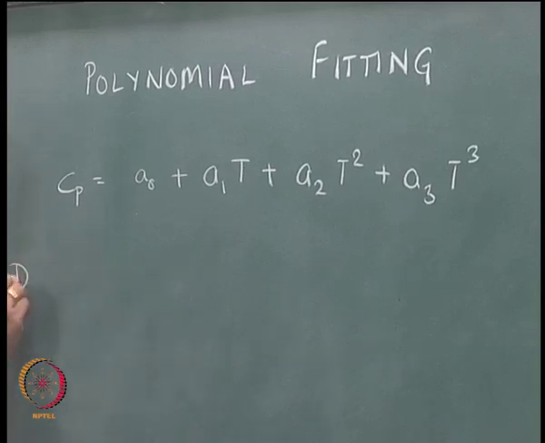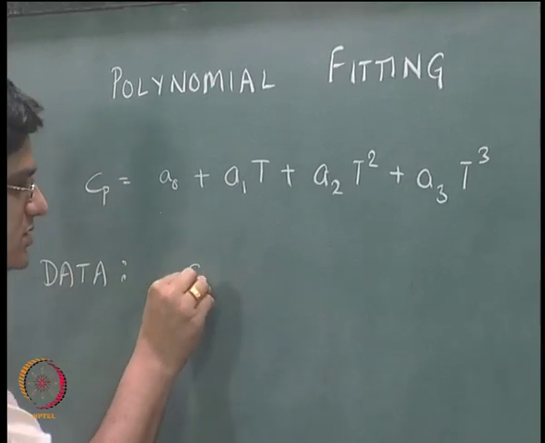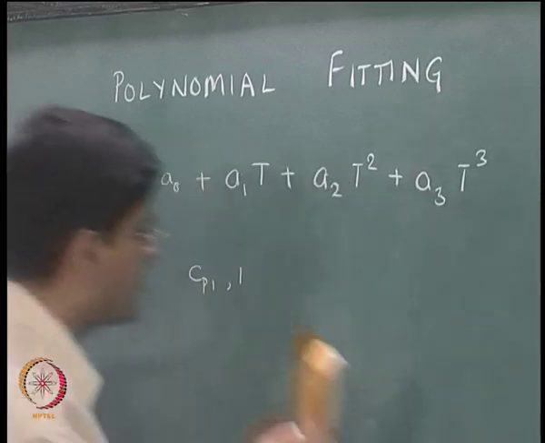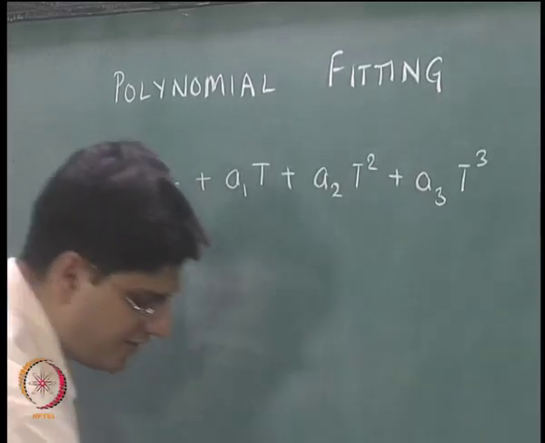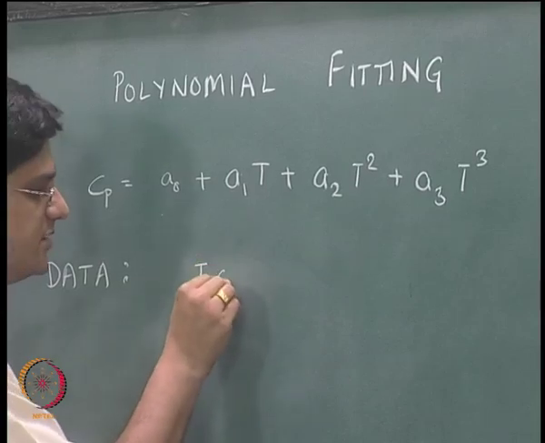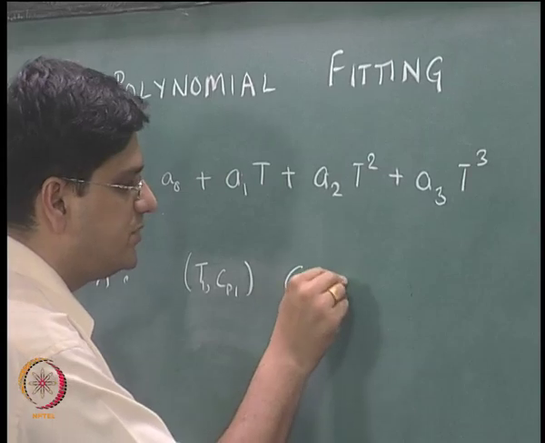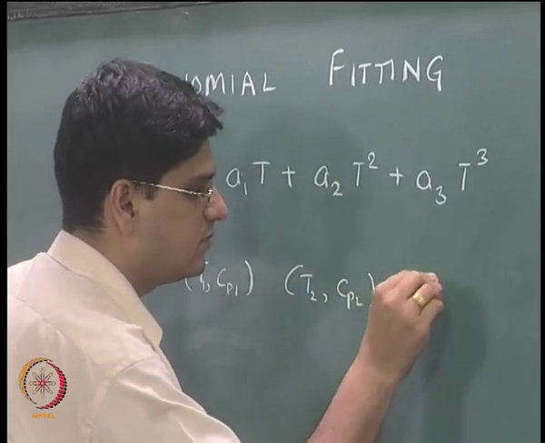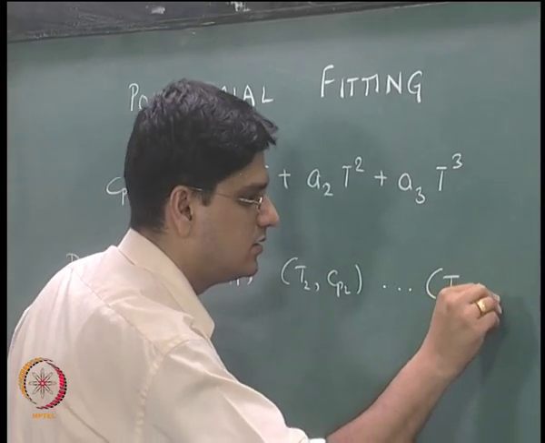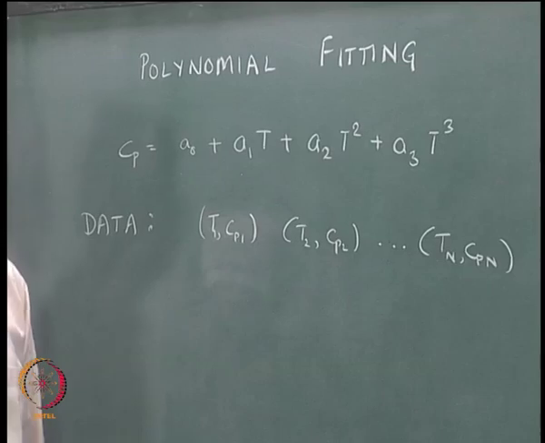So in this case the data that we have is going to be T1, Cp1, because we have been writing it in the form x comma y, where x is the independent variable and y is the dependent variable. So we have T1 Cp1, T2 Cp2 and so on up to Tn Cpn. Okay, so this is the data that we have.